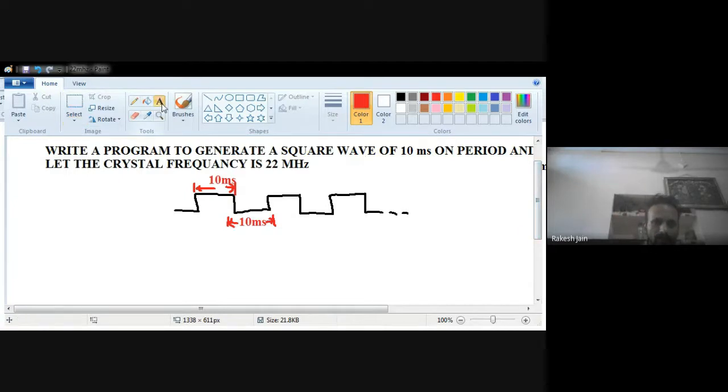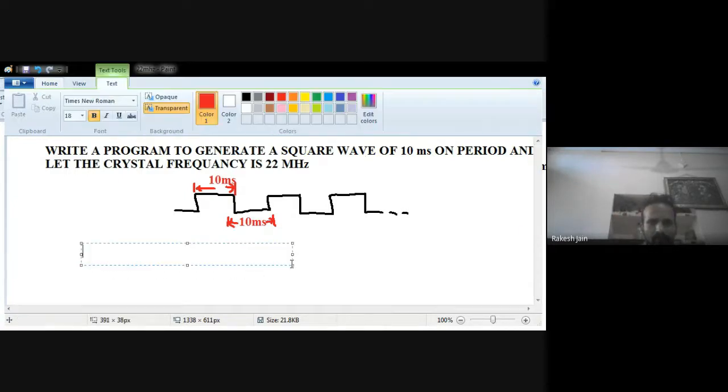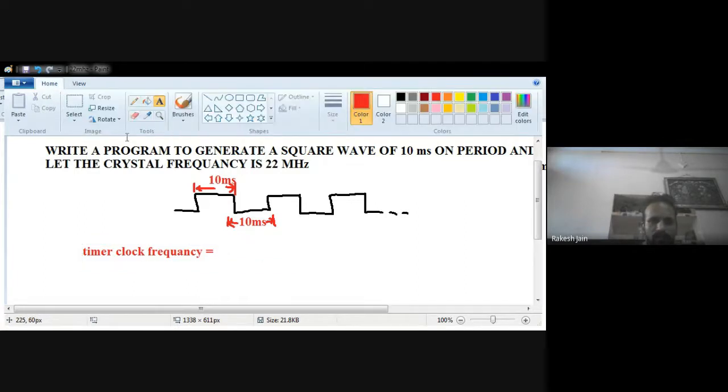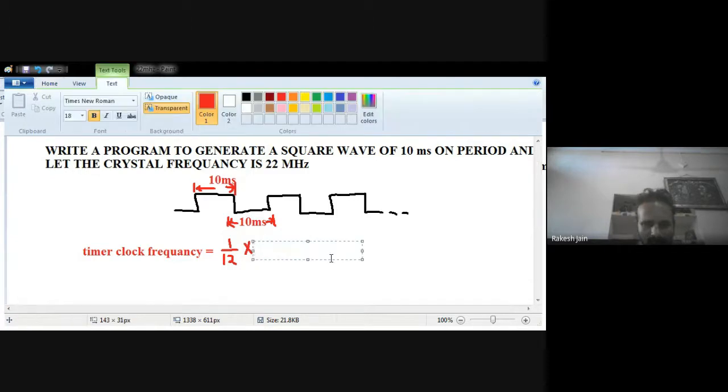The first step is the timer clock frequency. First we have to calculate the timer clock frequency. In all kinds of questions in which we have to generate some specific delay time, we have to use the process which I am going to tell you right now. The first step is to calculate the timer clock frequency, which is equal to 1 divided by 12 multiplied by crystal frequency. If a crystal frequency is given, you have to use that crystal frequency.